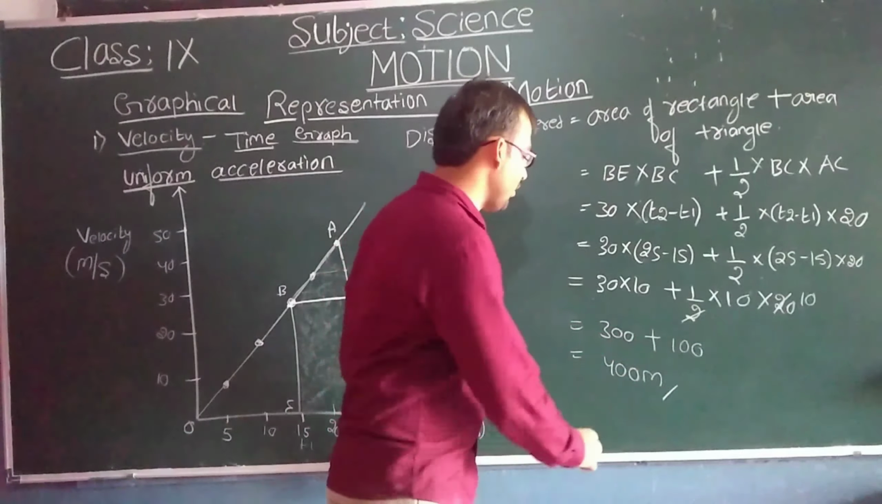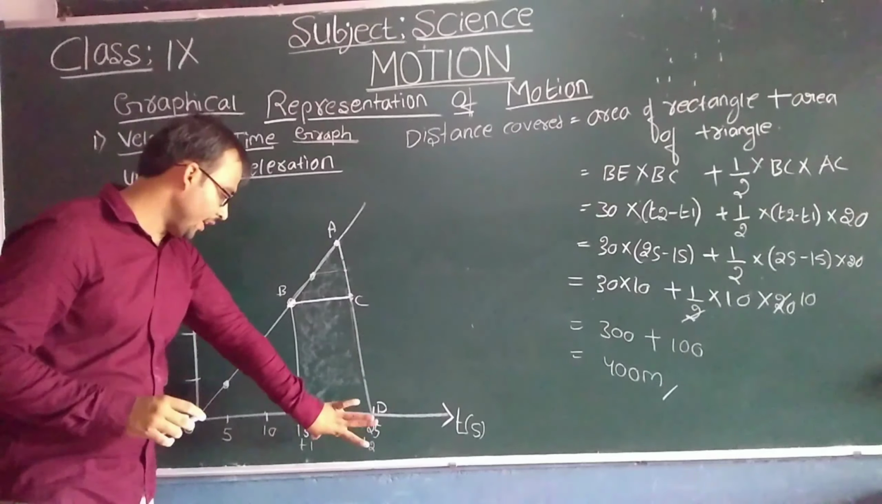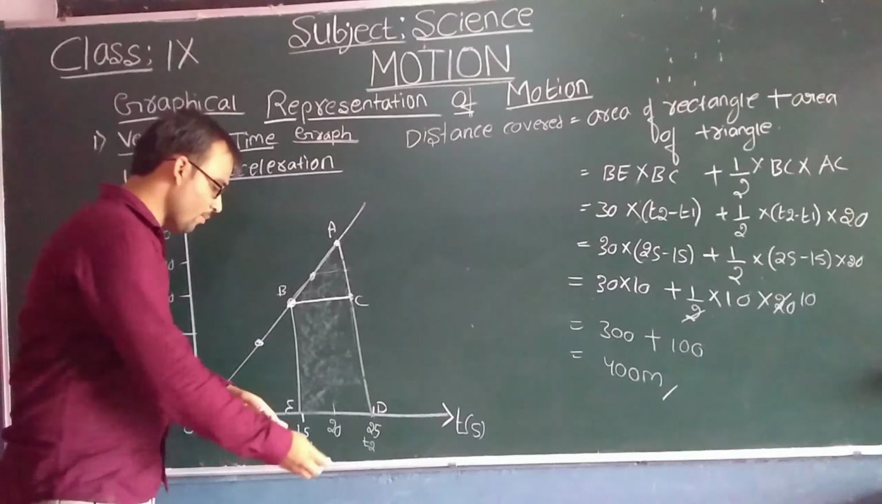So look at here students. The distance covered by the car in the time interval T2 and T1 is how much? 400 meters. So how much distance has the car covered within the time interval T2 and T1? The car has covered a distance of 400 meters.